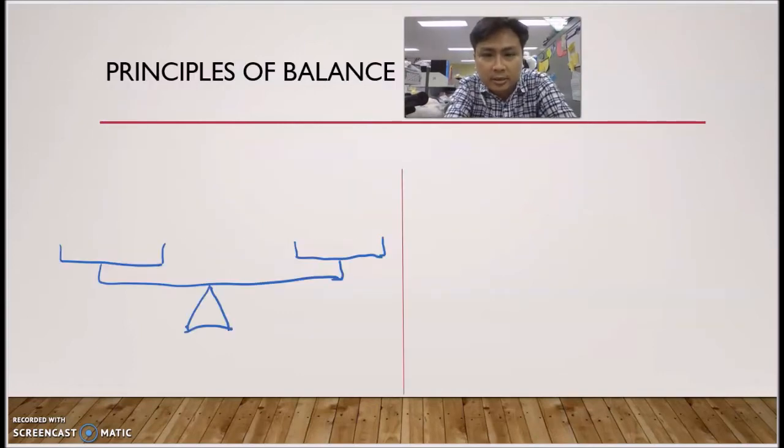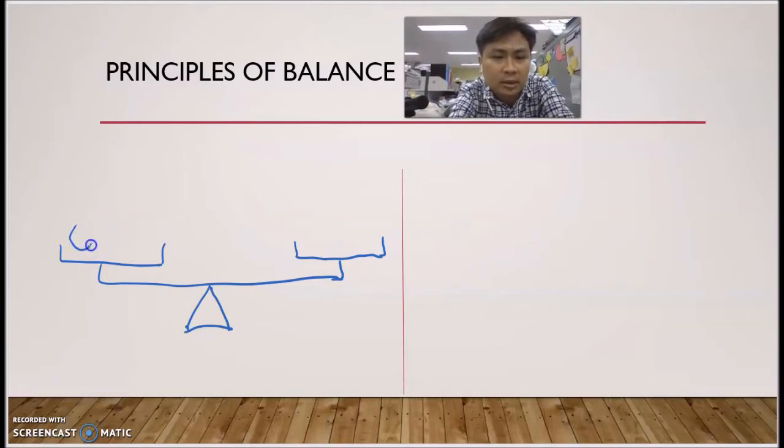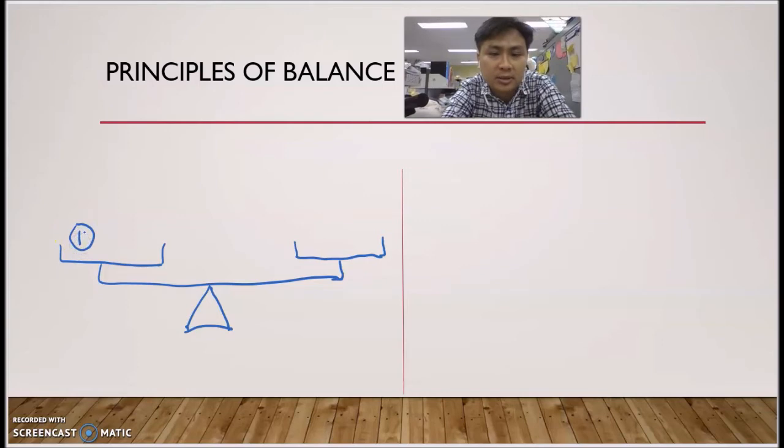Let's try and understand how the principle of balance works. Suppose I have a 1-cent coin on the left side. I put a 1-cent coin on the left side. What will happen to the balance? The left side will tilt down, and the right side will tilt up.